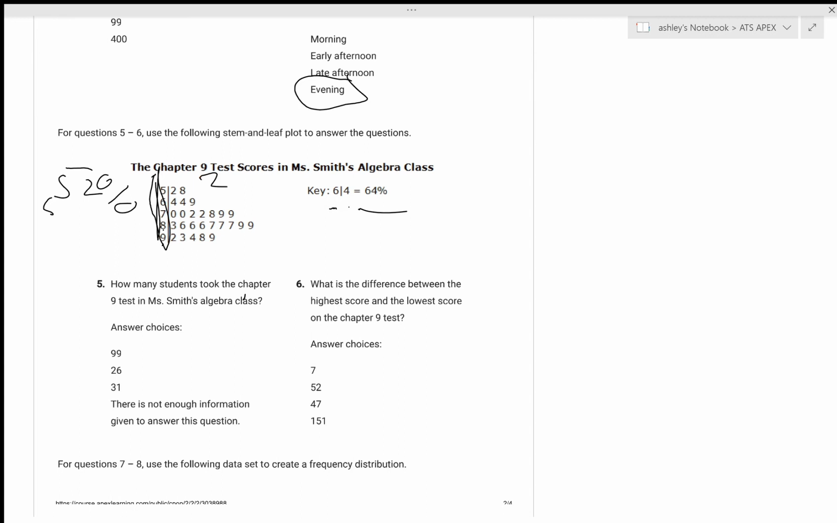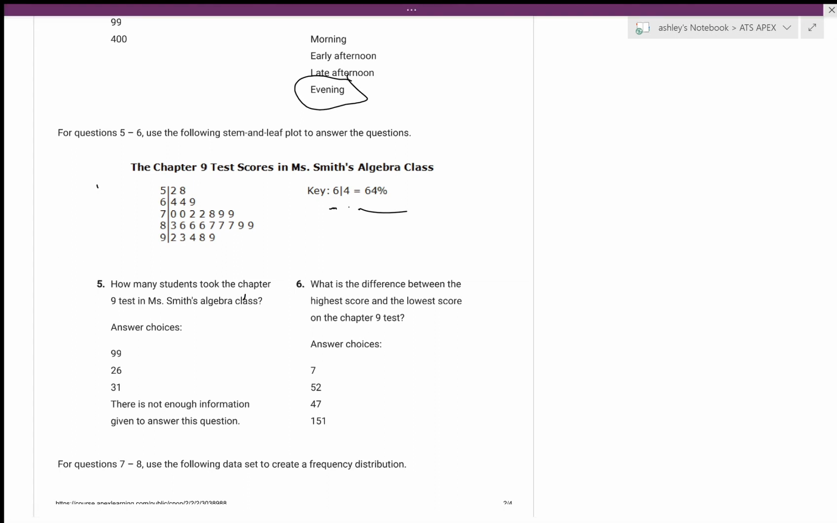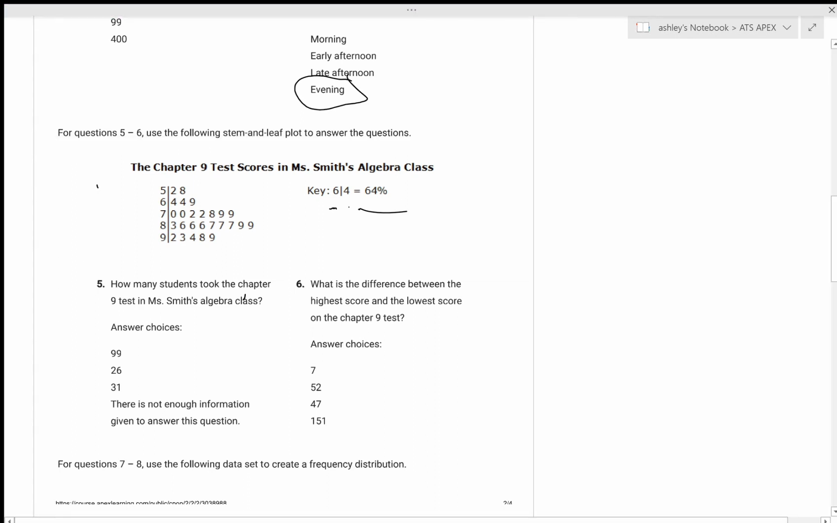This line is 2. 1, 2, 3. This line is 3. So you count the number of numbers in a line and then add them up. I hope that makes sense. Let me erase this scribble. So just count out the number of numbers that are over there and add them up.